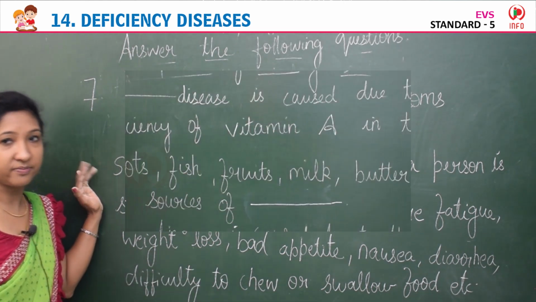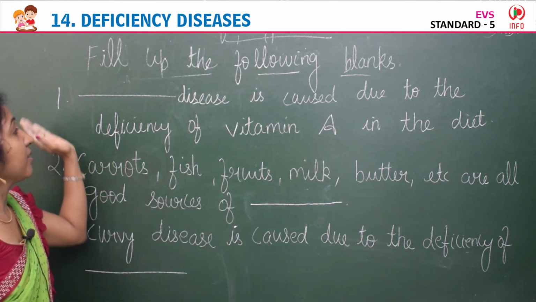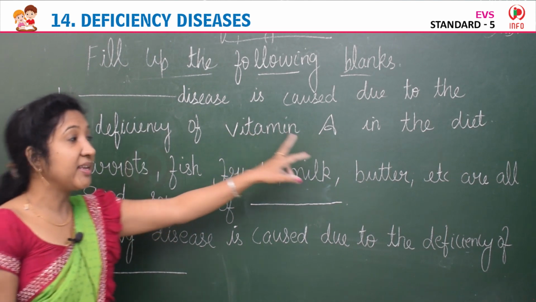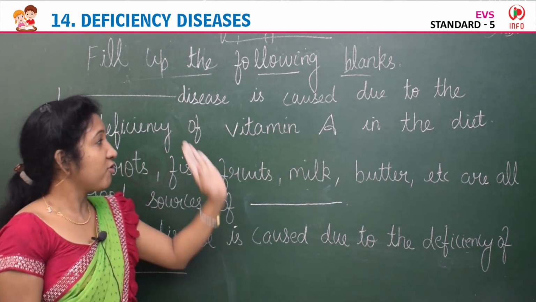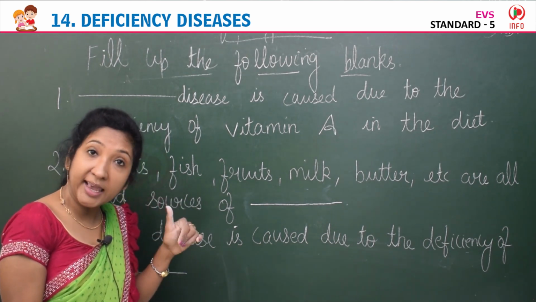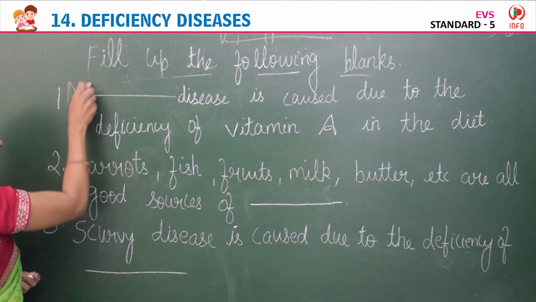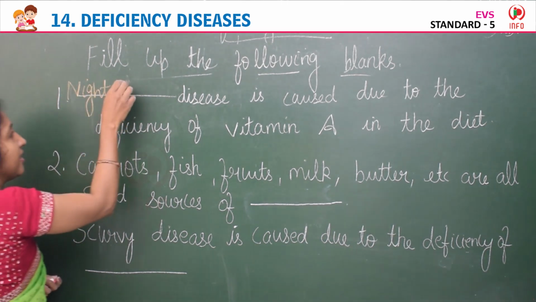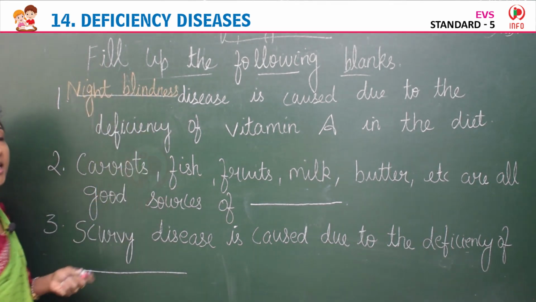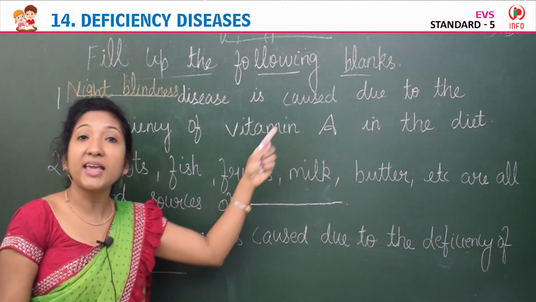Okay children, coming to the next exercise, fill up the following blanks. First one, dash disease is caused due to the deficiency of vitamin A in the diet. Deficiency of vitamin A causes which disease? It is night blindness. Night blindness disease is caused due to the deficiency of vitamin A in the diet.